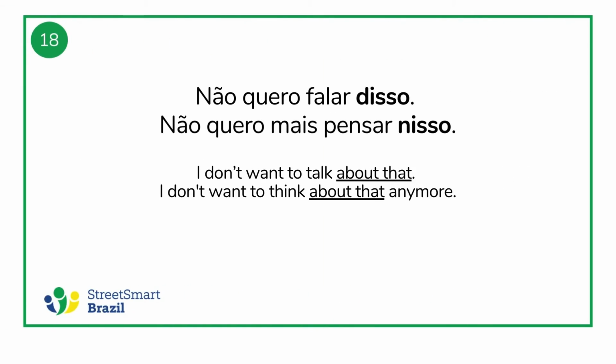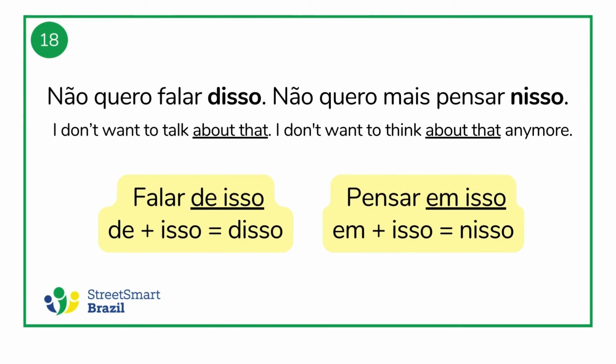Clovis and Antonio are having drinks. Clovis mentions an argument between Antonio and a common friend, and then Antonio says, I don't want to talk about that. Não quero falar disso. I don't want to think about that anymore. Não quero mais pensar nisso. So here's what's happening here. Falar de, to talk about something. Falar de isso, disso. To think about something, pensar em isso, pensar nisso.